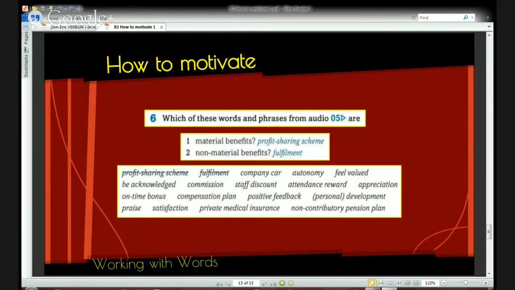Okay, praise. I think we all know what that means. We've already talked about it, right? So Abraham, what about the next one? Praise is a non-material benefit. Okay, and Ahmed, satisfaction. Okay, it is a non-material benefit. Again, it's a feeling. Yeah. Hussein? Private medical insurance is a material benefit.